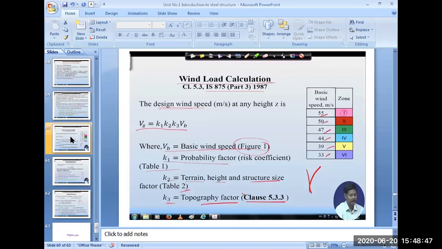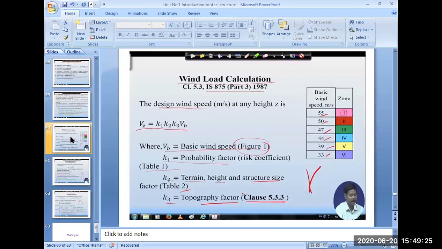So how to calculate wind load? In clause number 5.3 of IS 875 part 3, first we have to calculate the design wind speed. Design wind speed in meter per second, means velocity of wind, that we have to calculate first. So that depends upon the height of the building. Speed we are measuring in meter per second. We can say velocity also. So it depends upon the height of the building.